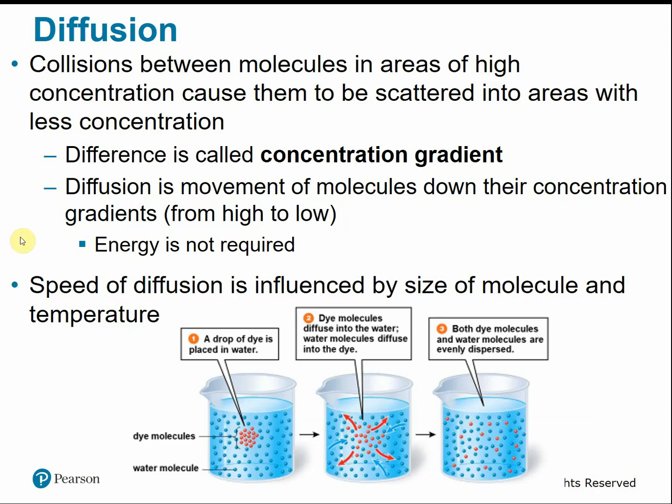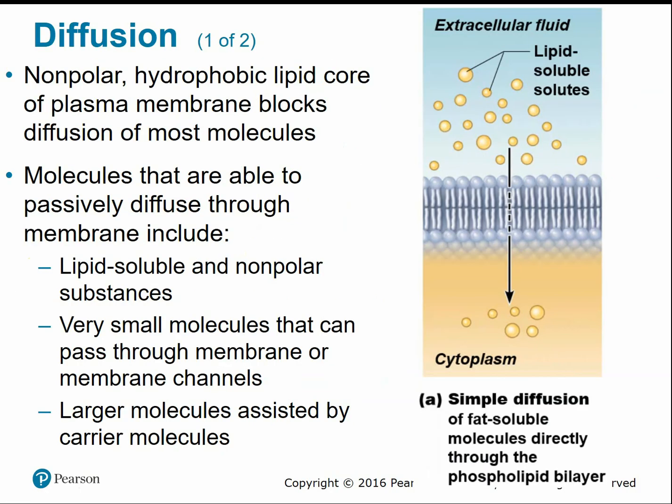So everything in nature and in the body wants to reach equilibrium. It wants to have that balance. So diffusion is one way that we can reach that balance and equilibrium. Generally, the nonpolar hydrophobic lipid core of the plasma membrane will block diffusion of most molecules. So it's a pretty good barrier at keeping things out. There are some molecules that can passively diffuse straight through the membrane, though.